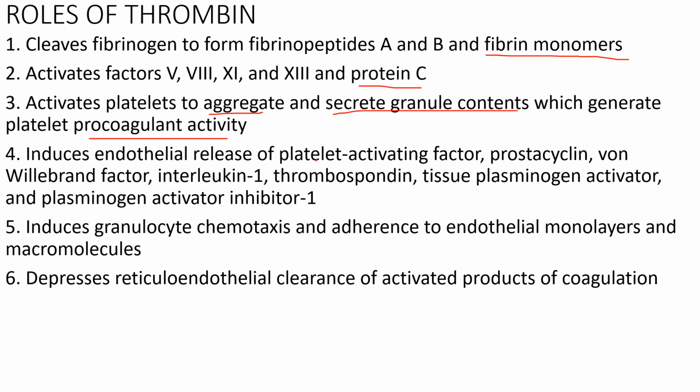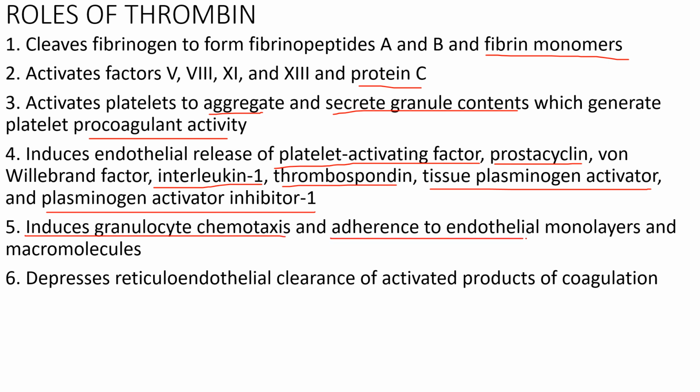It induces endothelial release of platelet activating factor, prostacyclin, von Willebrand factor, interleukin 1, thrombospondin, tissue plasminogen activator, and plasminogen activator inhibitor 1. It induces granulocyte chemotaxis and adherence to endothelial monolayers and macromolecules. It depresses reticuloendothelial clearance of activated products of coagulation. So these are the different roles of thrombin.